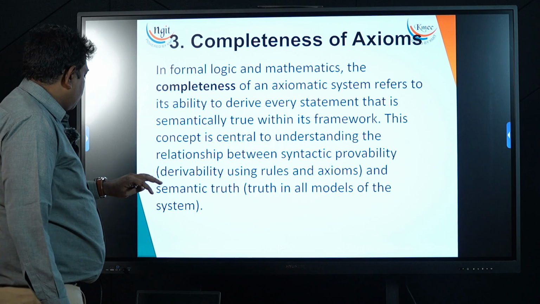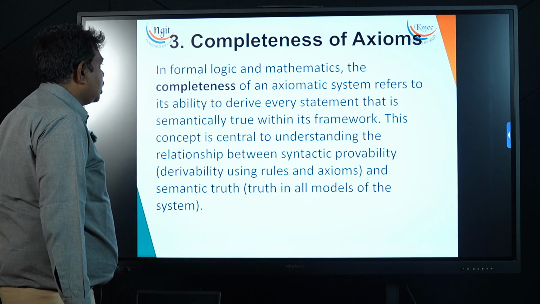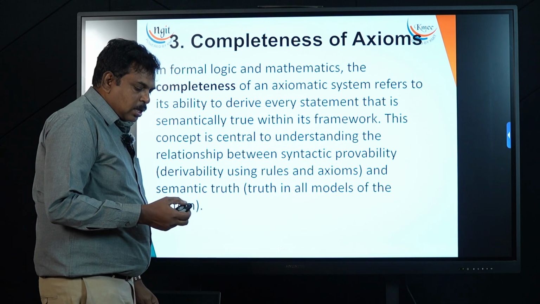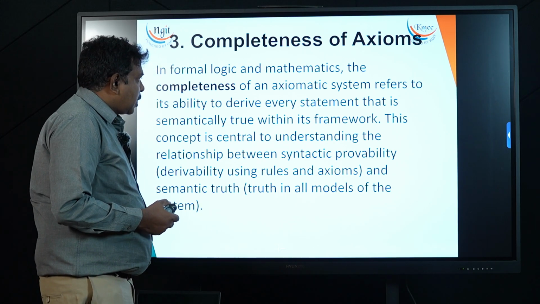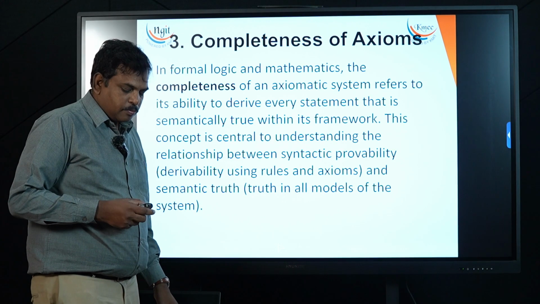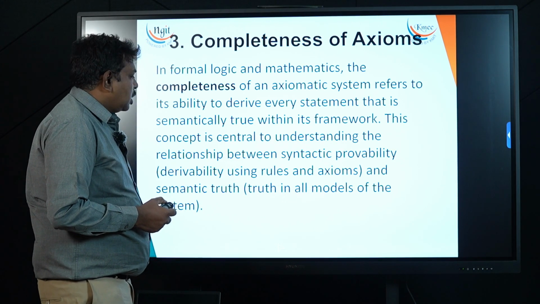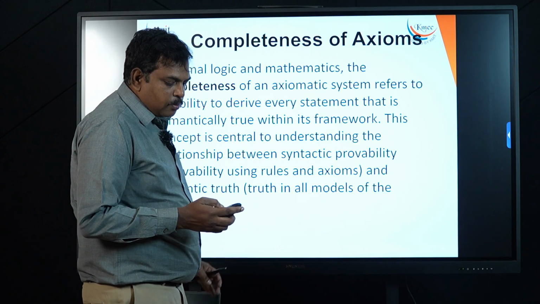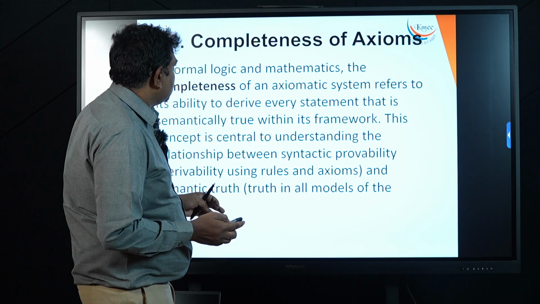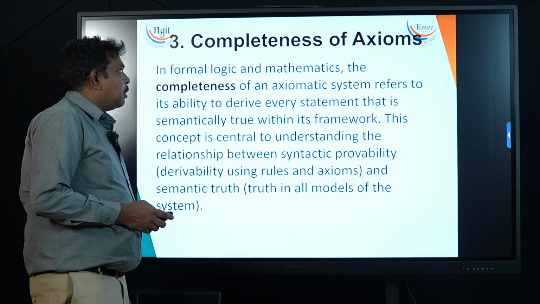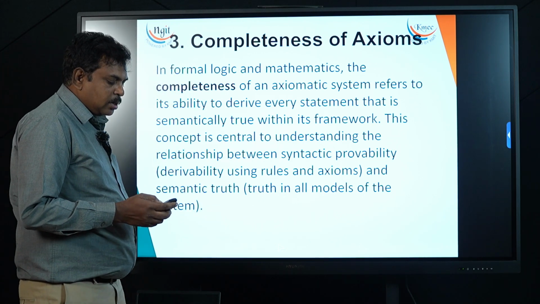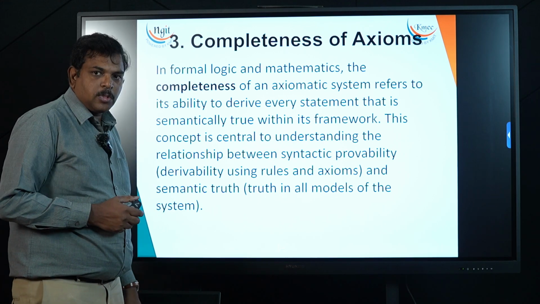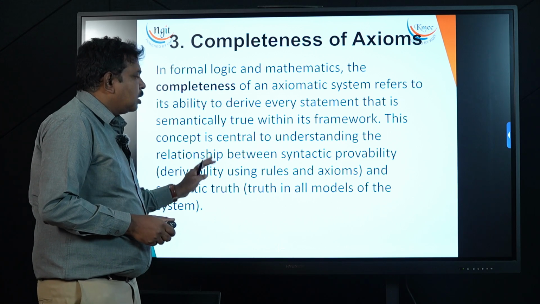The completeness of axioms refers to the ability to derive every statement that is semantically true within that framework. Suppose I have created a set of axioms in my system. If every true statement can be derived from those axioms, then I can say it has the completeness of an axiomatic system. That means when an axiomatic system is complete, every true statement that belongs to that knowledge base can be derived.